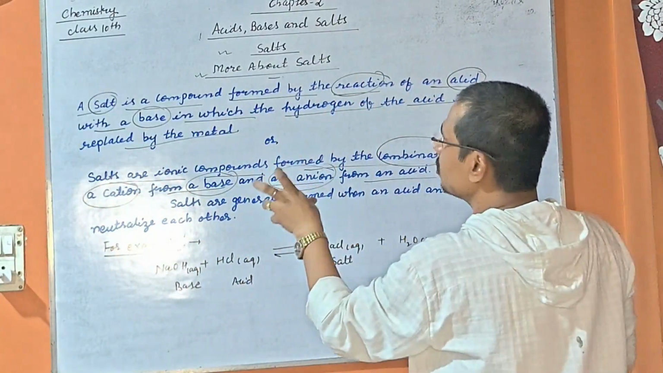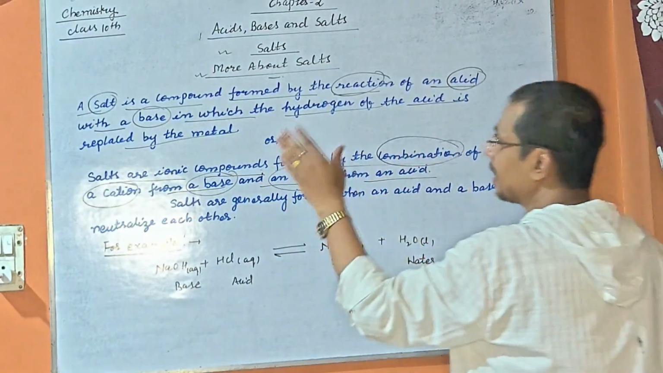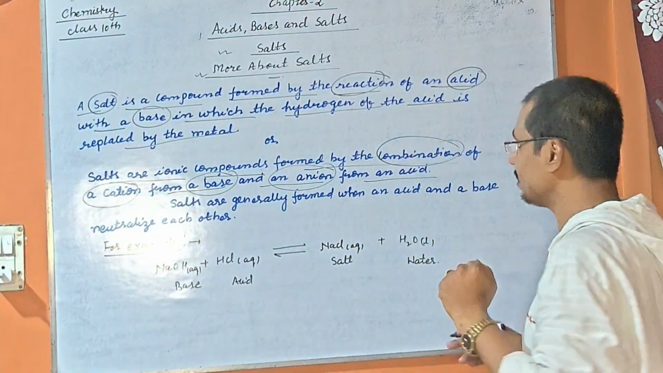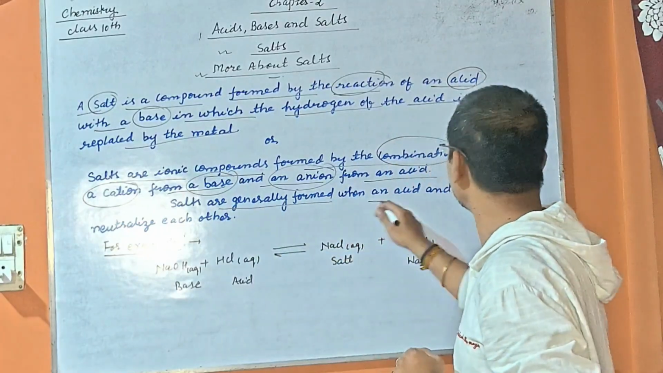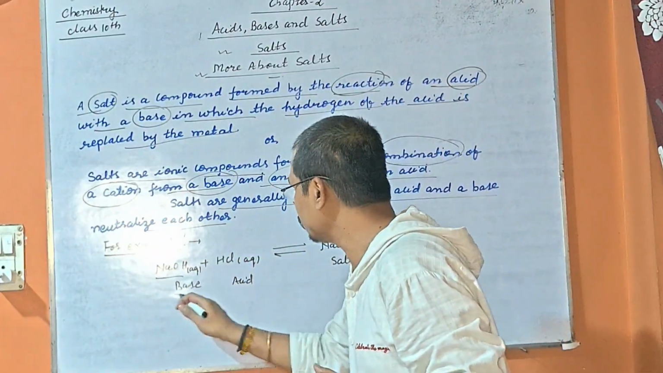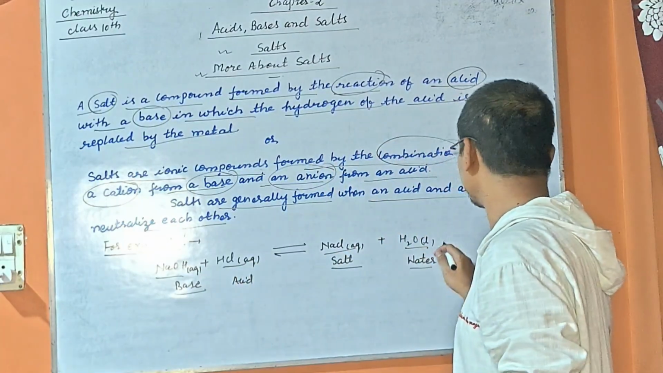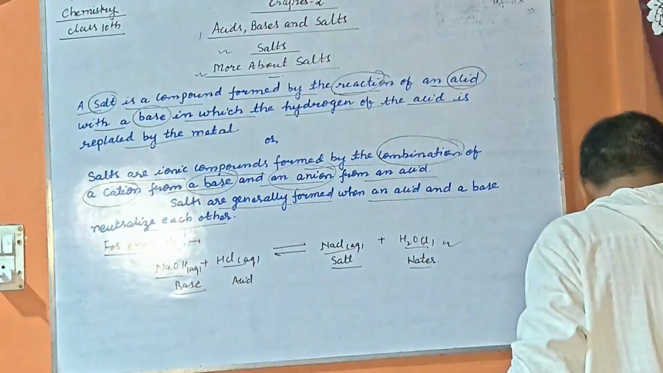The second definition is an ionic compound formed by the combination of a cation from a base and an anion from an acid. So salts are generally formed when an acid and a base neutralize each other. For example, NaOH and HCl give NaCl, a salt, and H2O, water. So this is all about the definition of salt.